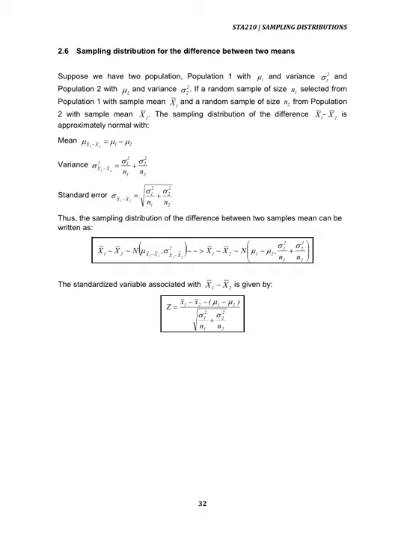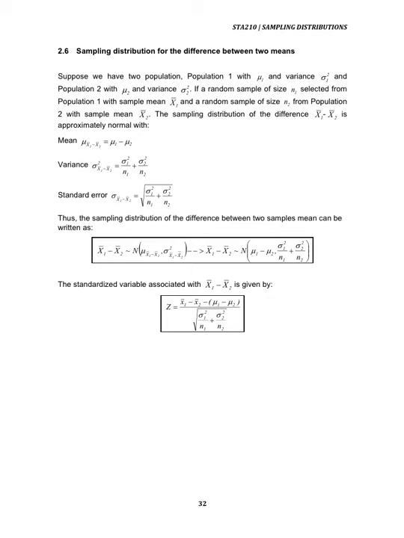Okay, now let's continue to 2.6, sampling distribution for the difference between two means. Okay, kalau 2.5 tadi kita tengok sampling distribution for one population mean. This one is when we have two populations or two groups.